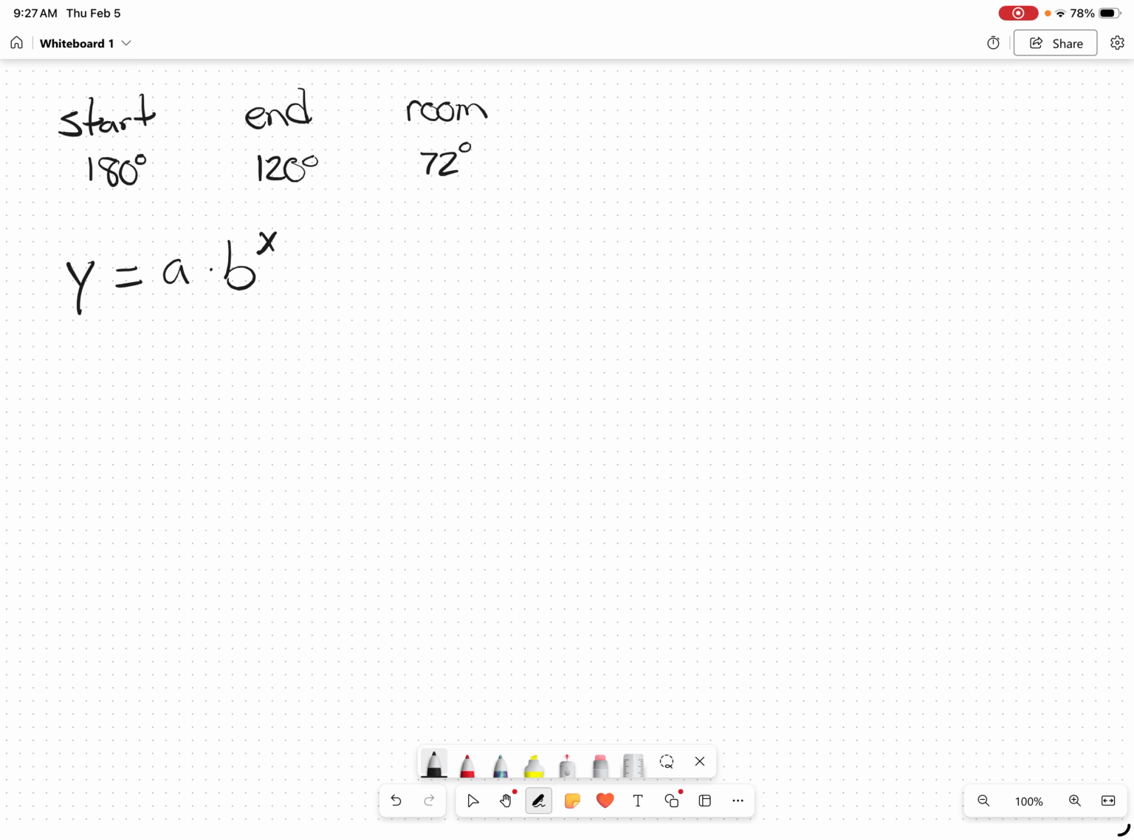So if you remember back when we did this, our room temperature was plus, we had a vertical shift of 72. So that's going to take this down 72 because we're already up there. So this is actually going to be 108 degrees times b to the x plus 72.